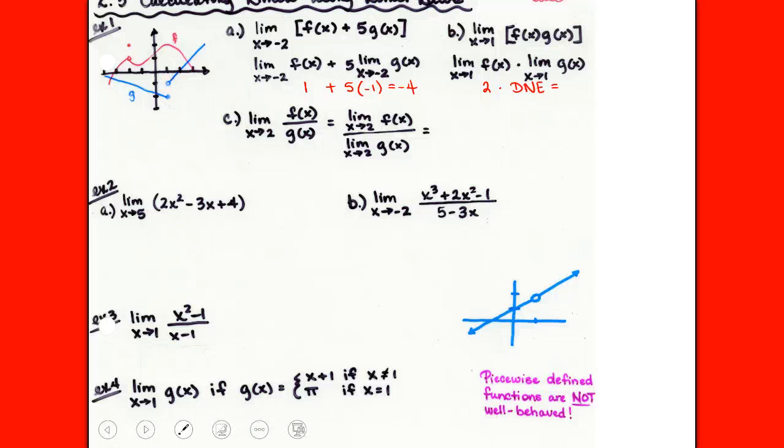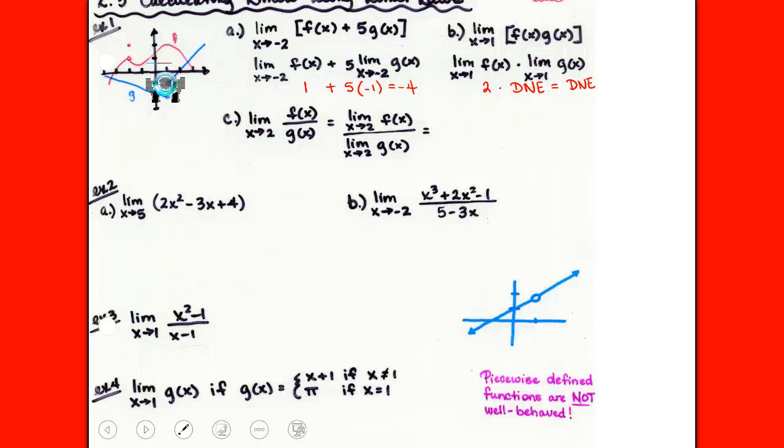So what's double does not exist? Still does not exist, right? So it doesn't matter if you multiply does not exist by something or add something to it or subtract something from it. If part of it doesn't exist, it doesn't exist. So that limit would not exist.